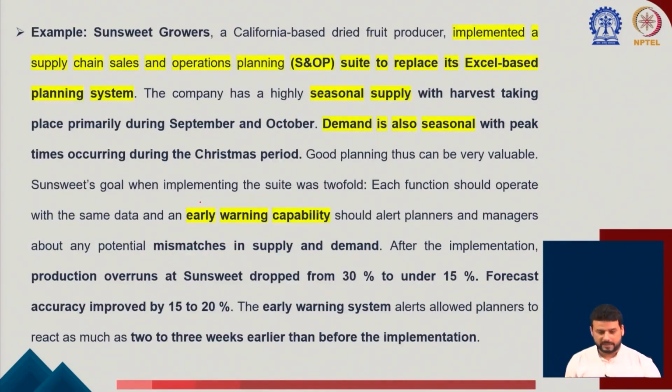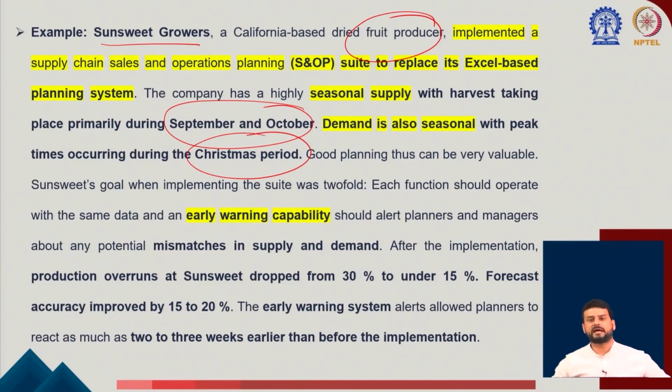There is one small case study. Sunsweet Growers in California, they are dealing with the dry fruit market, right? So obviously this is a seasonal product, and they are harvesting between September and October, and the demand is also seasonal in that way, and during the Christmas period they experience the highest peak in demand. So how are they channelizing this? They have implemented S&OP, sales and operations planning.